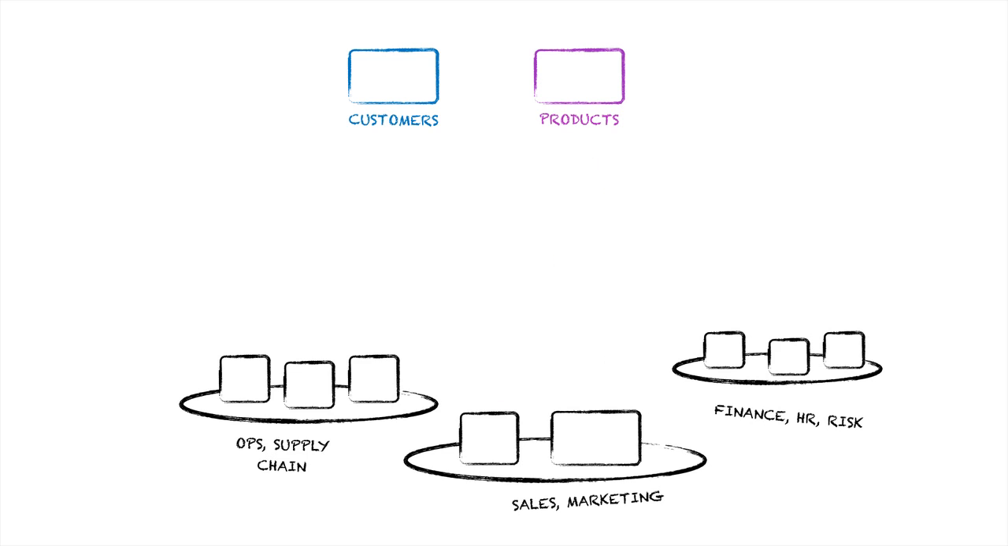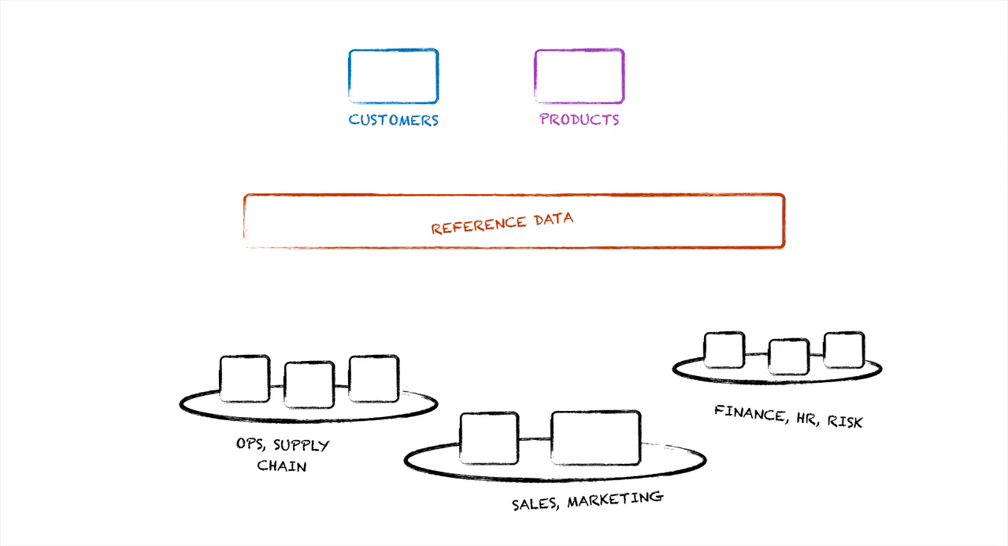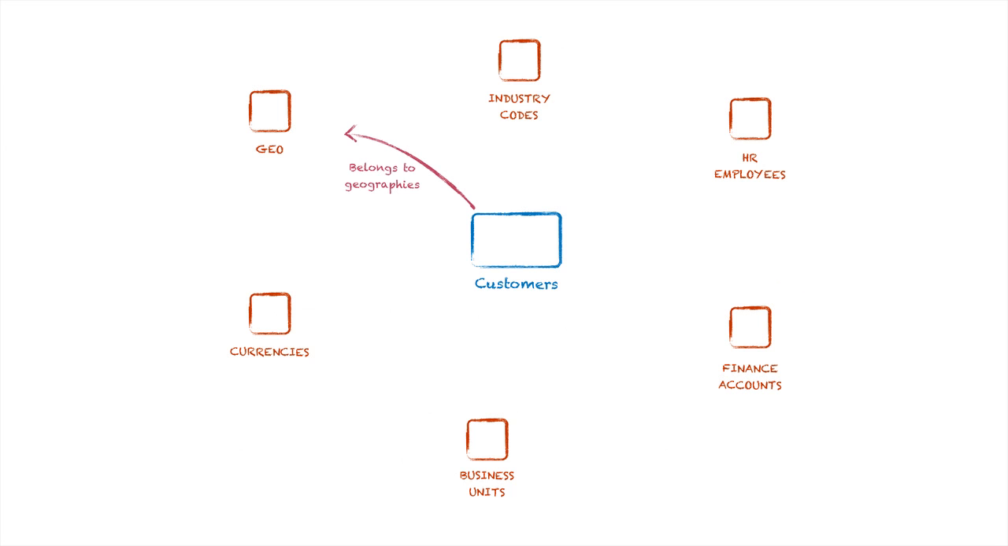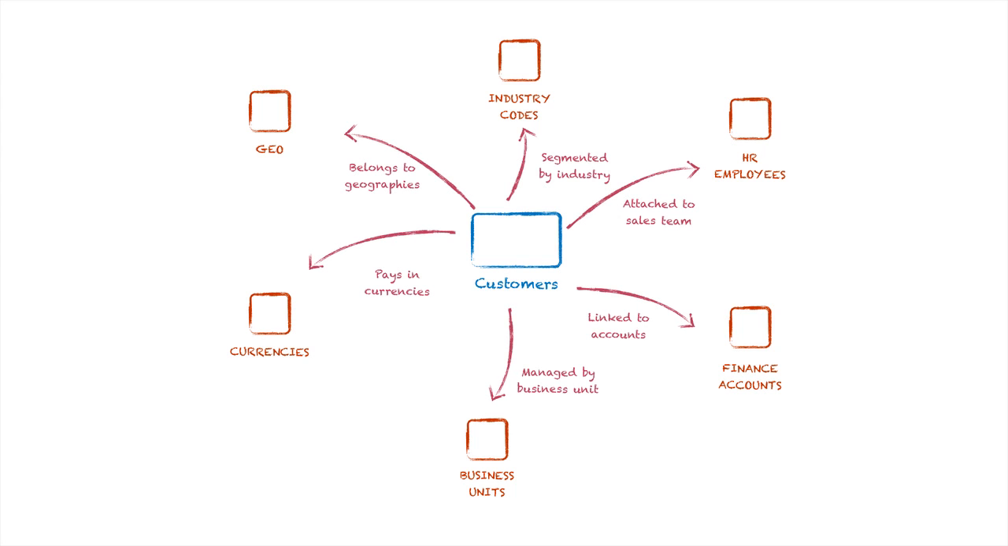But not all the data being mastered belongs to either customer or product. There's a shared set of master data called reference data that's common across your enterprise. For example, your customers are segmented by industry, or they pay in a specific currency, belong to a geography, managed by a business unit. Each one of these little red boxes, this is shared. It's shared not just with customer, but also product.